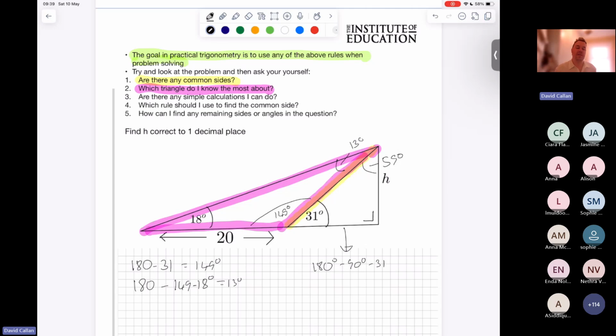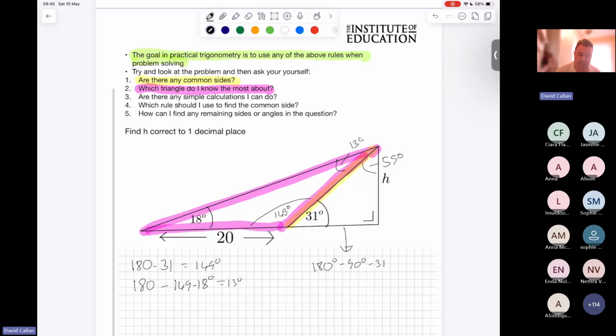Can I use SOHCAHTOA on the purple triangle? Absolutely not, because it's not right angled. Great, I'm down to 3. Can I use the area of a triangle formula? I could, but no one asked me to find the area, and there's no mention of area, so not now anyway. Maybe later, but I don't think so. And then I'm down to, is it the sine rule or cosine rule? So I'll just start with sine rule, see if it works. If it works, great. If it's not, I'll try cosine rule. So you just kind of break it down like that.